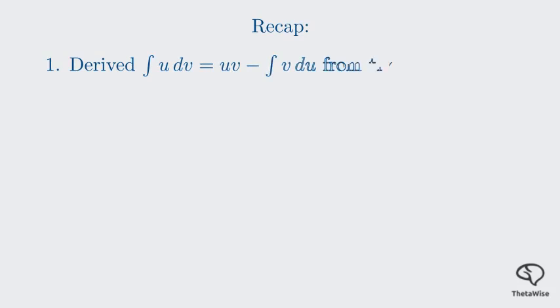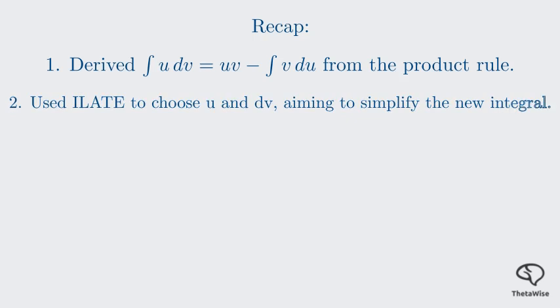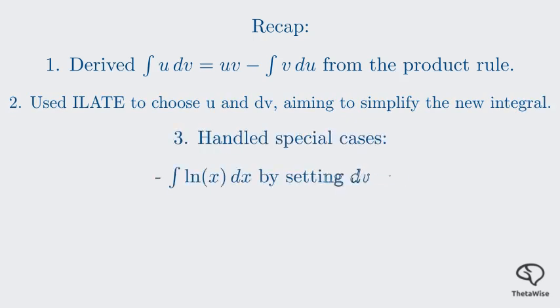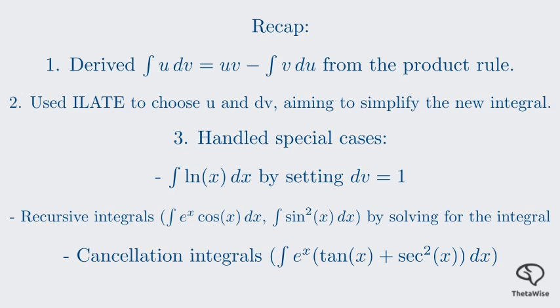Let's quickly review what we've accomplished in this tutorial. We started by deriving the integration by parts formula from the product rule of differentiation, which gave us the powerful tool: the integral of u dv equals uv minus the integral of v du. We learned how to choose the u and dv parts using the ILATE mnemonic, which helps us simplify the integral on the right side. We also saw some special cases, integrating single functions by multiplying by 1, solving recursive integrals by setting up an equation, and recognizing integrals that cancel out beautifully.